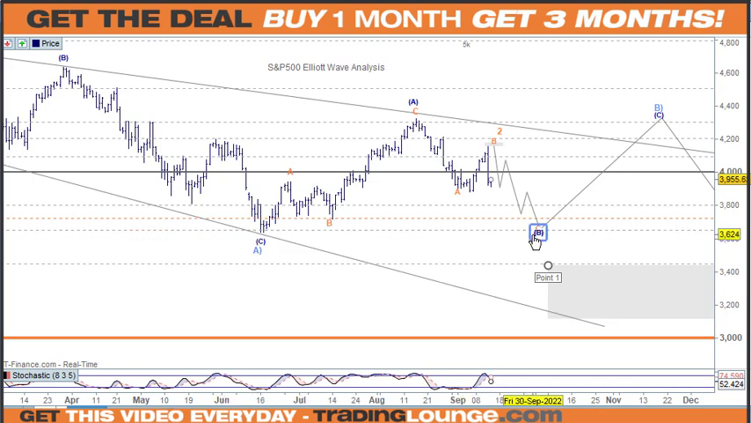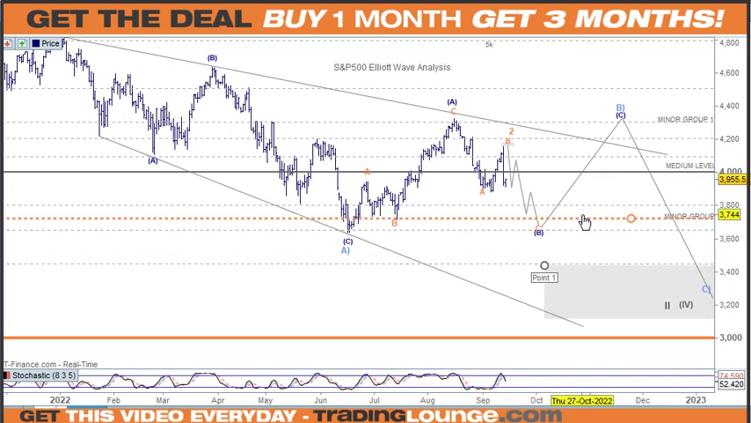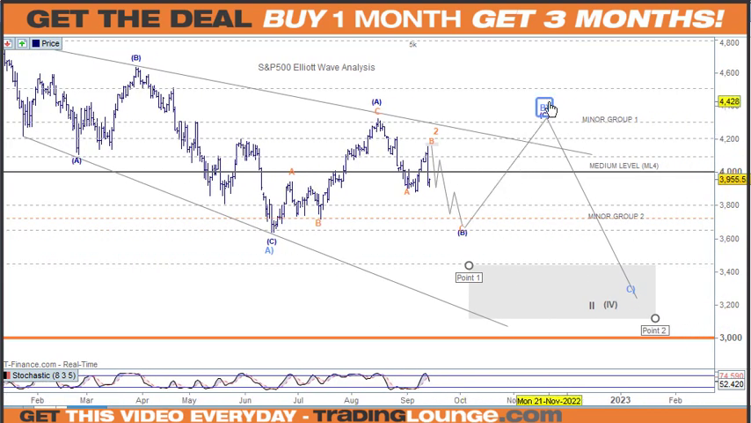So unless it just gaps straight through for some particular reason or news event, we'll have to have a look, see what's on the calendar. But that's it. So let's have a look at the market as a bear market with this B wave here already in place over here for that.